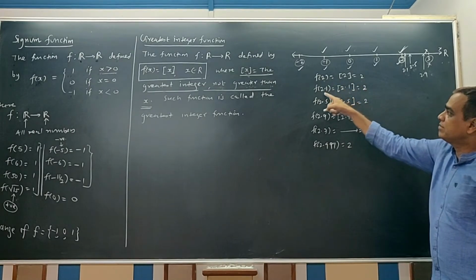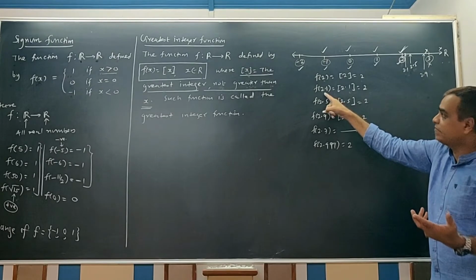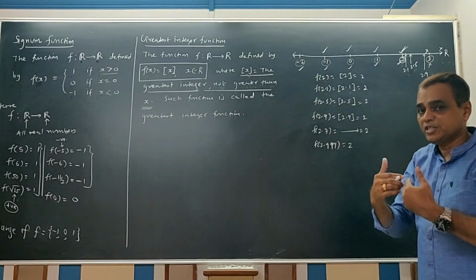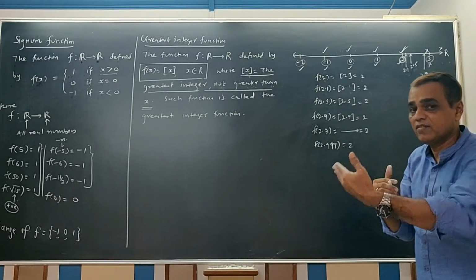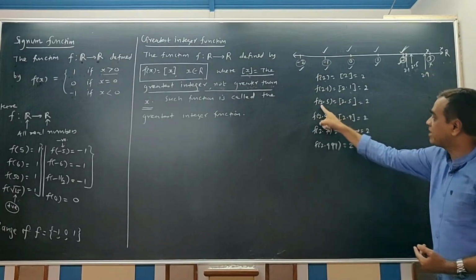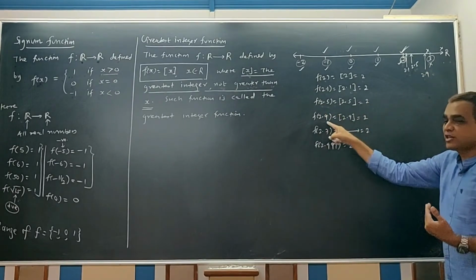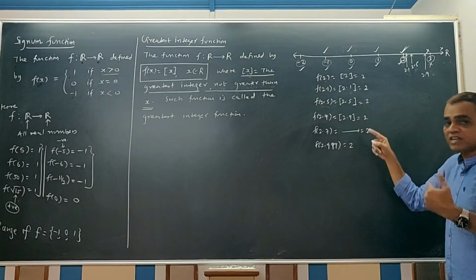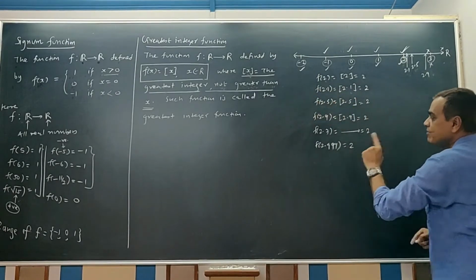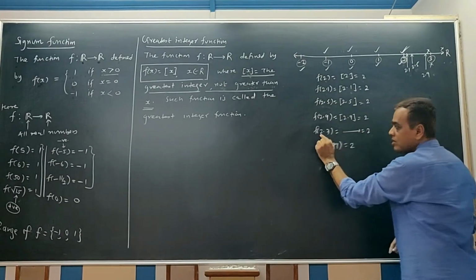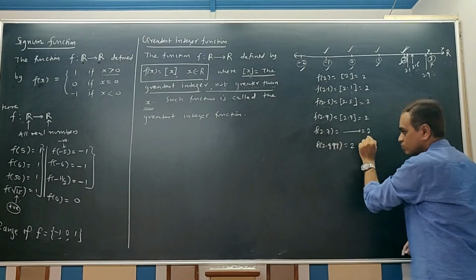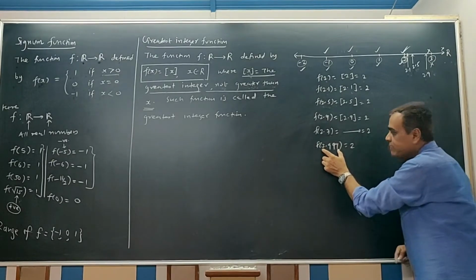But if the number is not an integer, then what is the output? The output is the integer which is on the left side, the very first integer on the left side of that number. On the left side of 2.5, the integer is 2. On the left side of 2.9, the integer is 2. Left side means you have to take from the number line. On the number line, the left side integer, to the left of 2.7, the very first integer is 2. To the left of 2.999, the very first integer is 2.